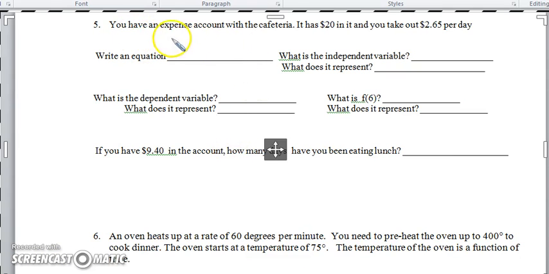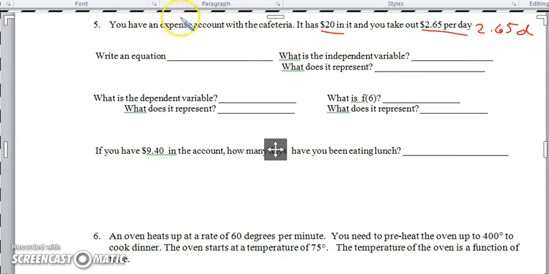Okay, be careful here. You gotta make sure you know what independent and dependent variable is. Alright? And how to set up your equations. So you have an expense account with the cafeteria. It has $20 in it, and you take out $2.65 per day. I'm going to go ahead and write $2.65 per day, D for day. All right, so let's look.